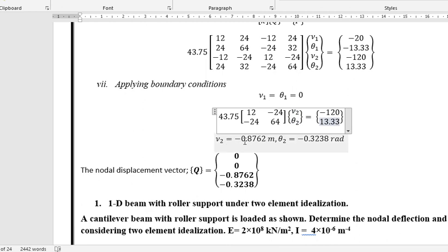After calculation we get V2 as 0.8762, that is deflection in meters. Theta 2 we get as 0.3238. That unit is radians, that is the rotation in clockwise direction. That is why the value obtained is minus, which shows clockwise. Since it is deflecting downwards, it shows negative. So the overall nodal displacement vector we can write as 0, 0, minus 0.8762, minus 0.3238. This is the final answer.